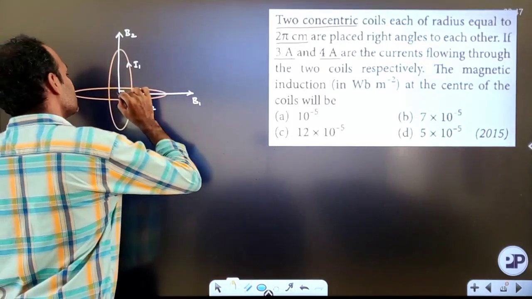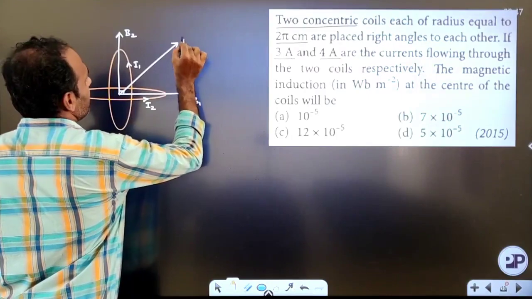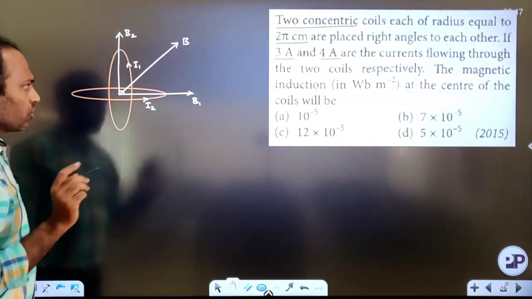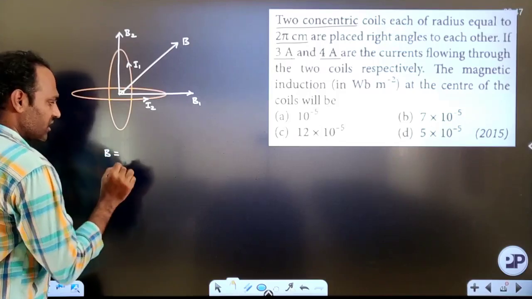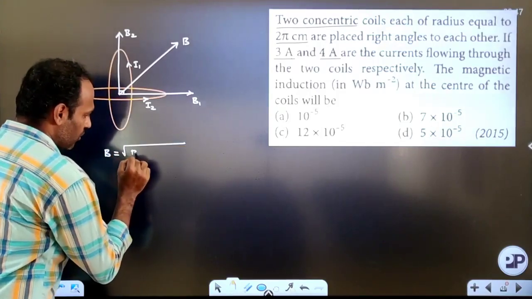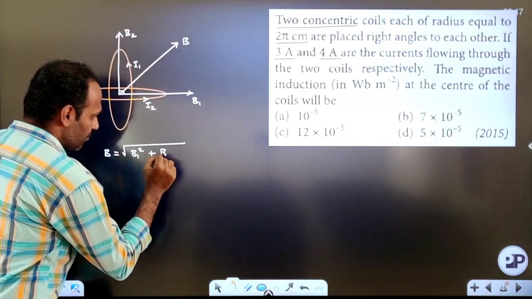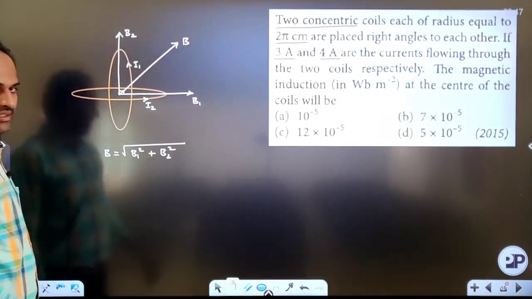So the magnetic fields of both the coils are perpendicular to each other. Where will the resultant be? The resultant will be here. Since B1 and B2 are perpendicular, the net magnetic field will be equal to root of B1 square plus B2 square.